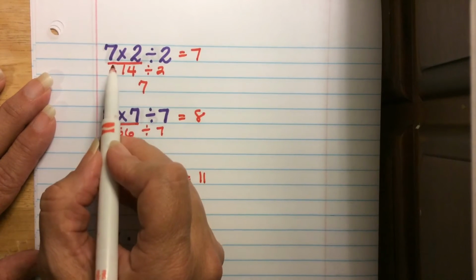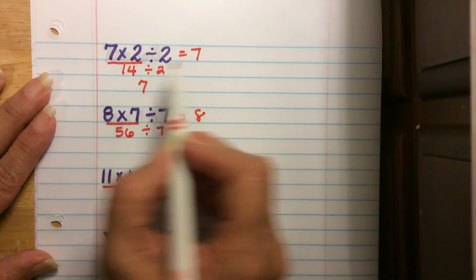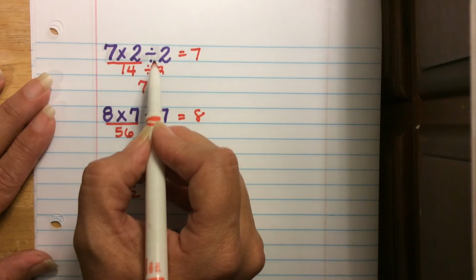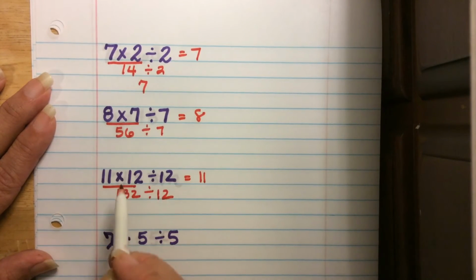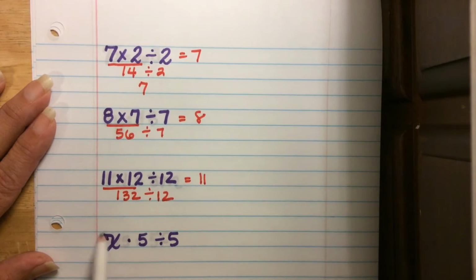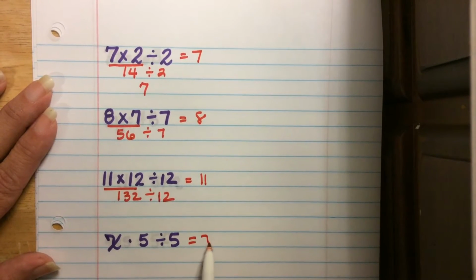So what's happening is whatever I started with is what I'm ending up with. That's because the inverse operation for multiplication is division. So the opposite of multiplication is division. So if that is true, then if you have any variable and you multiply it by a number and then divide by that same number, you're going to end up with just that variable.